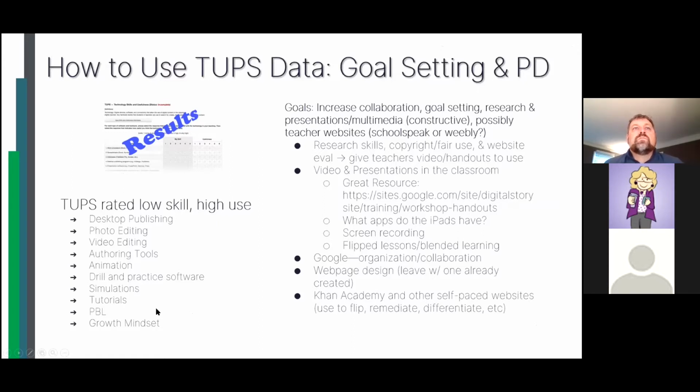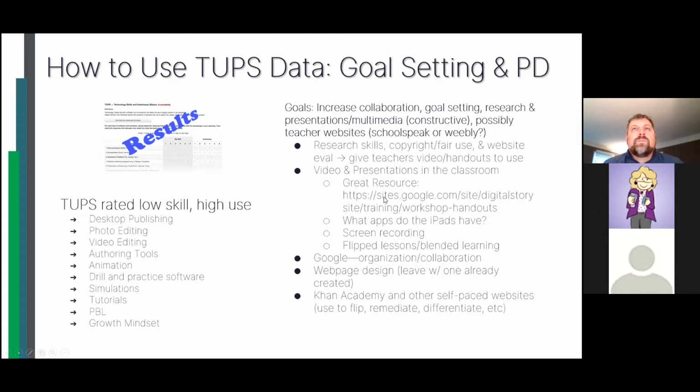So we started doing trainings after school, once a month, and just do little desktop publishing, photo editing, Adobe Spark, whatever, just different ways to use it in the classroom. And those are things that you don't need teacher buy-in for because they already see that it's high use, they're ready to jump on board with that. They just need the skills. So that's one way we use the TUPS.